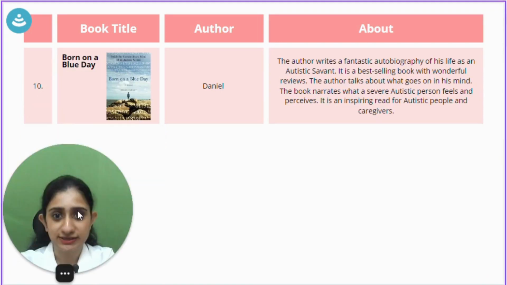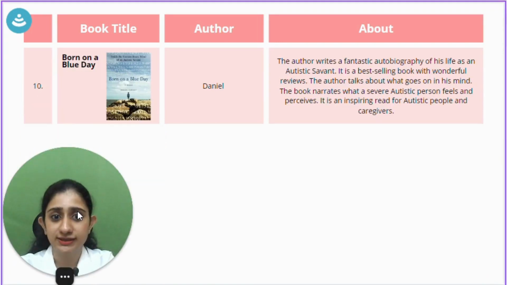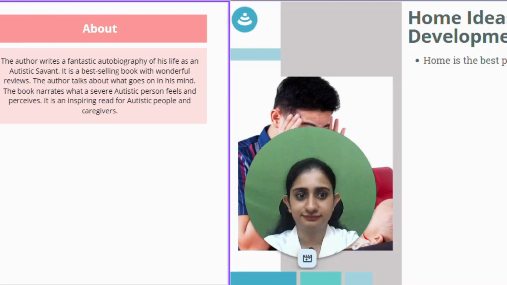The next book is Born on a Blue Day by Daniel Tammet. The author writes a fantastic autobiography of his life as an autistic savant. It is a best-selling book with wonderful reviews. The author talks about what goes on in his mind. The book narrates what a severe autistic person feels and perceives. It is an inspiring read for autistic people and caregivers.